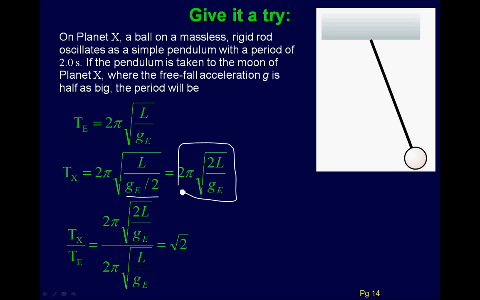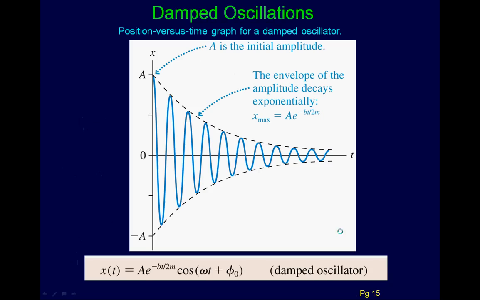And so now what we do is we divide the two by each other. This is the one that's off by a factor of 2. We get rid of everything in here except for this radical 2. And so you get that on the moon of planet X, it's radical 2 times what it was on planet X. And if you plug that in, you get 2.8 seconds.